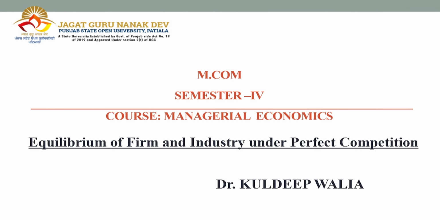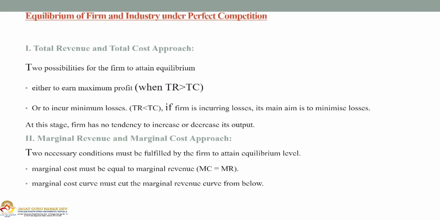In this lecture, we are going to discuss equilibrium of firm and industry under perfect competition. How price and output is determined under perfect competition. To start with, equilibrium of firm and industry under perfect competition.